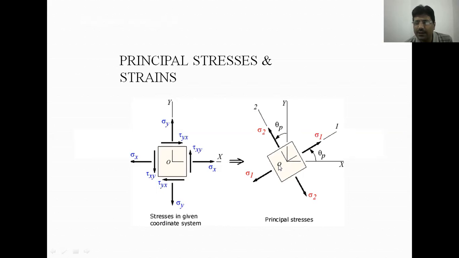The planes that don't have any shear stress acting on them, only direct stresses, are known as principal planes. And the stresses acting on the principal planes are known as principal stresses. Similarly, the strains acting on those planes are known as principal strains. So principal stresses act on planes called principal planes, and these principal planes are not subjected to any shear stress, only to direct stresses.